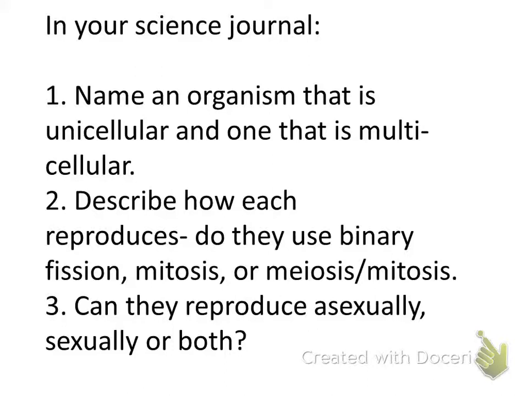So we started the class with naming an organism that's unicellular, one that's multicellular, and then answering the questions for each. So some examples that students gave: unicellular would be something like E. coli. It would reproduce using binary fission because it's a bacteria, and that would be reproducing asexually. Some others chose unicellular organisms like an amoeba or paramecium that are not bacteria. So instead of using binary fission for them to reproduce, they would be using mitosis, and that would also be a form of asexual reproduction.